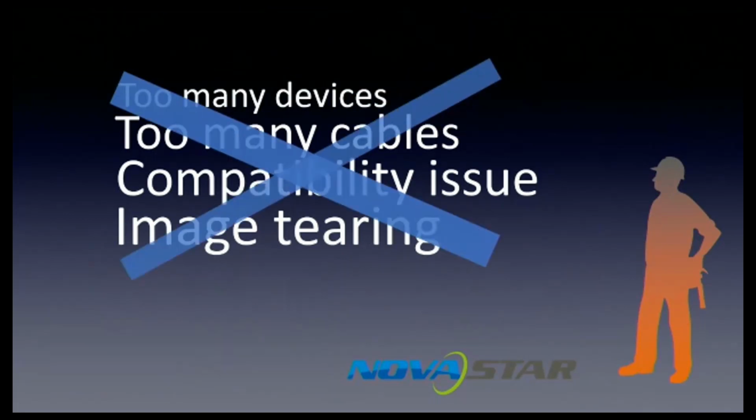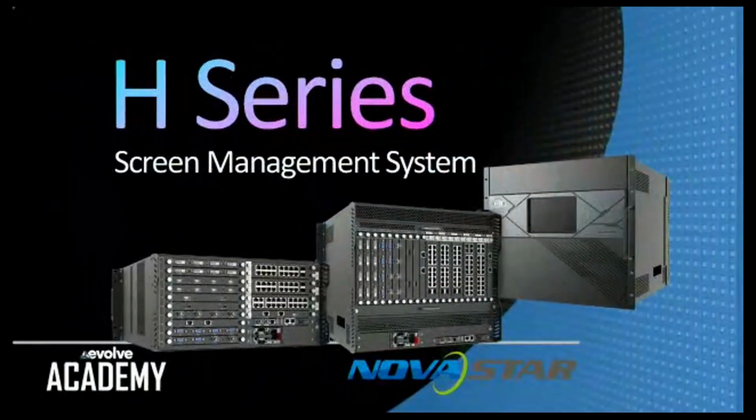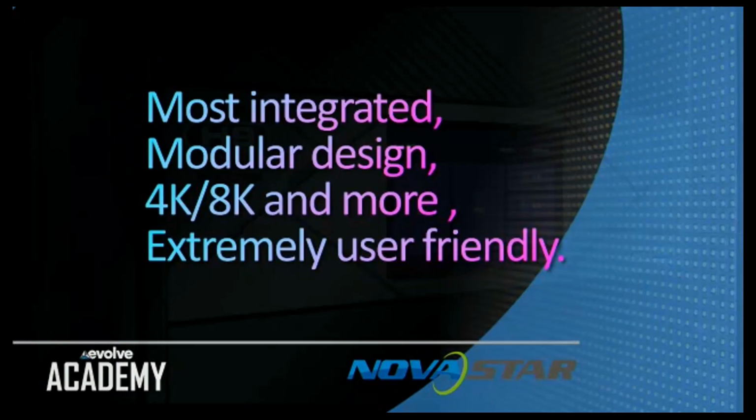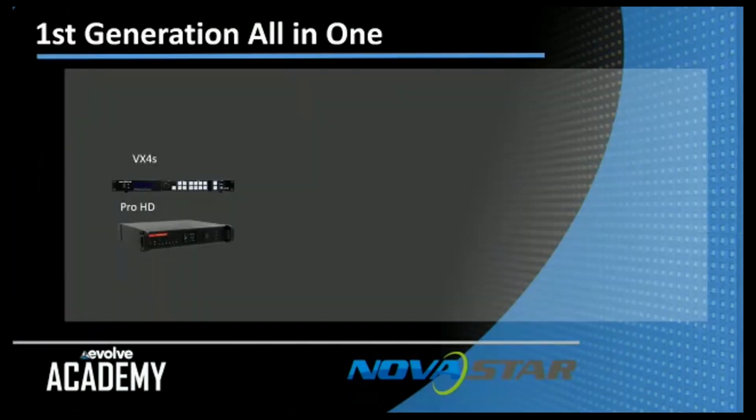So the H series gets rid of these issues. How does it do it? This is the H series. There's a 5, there's a 9, there's a 15, and there's a 2. It's integrated, completely modular, 4K, 8K, and well beyond 8K, and extremely easy to use.